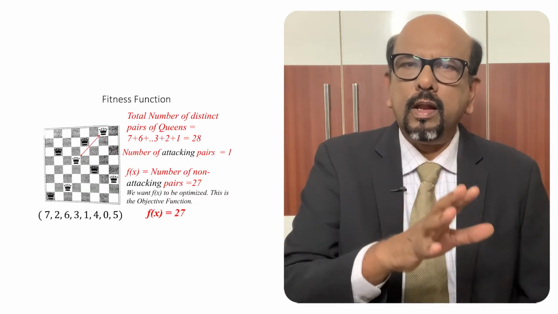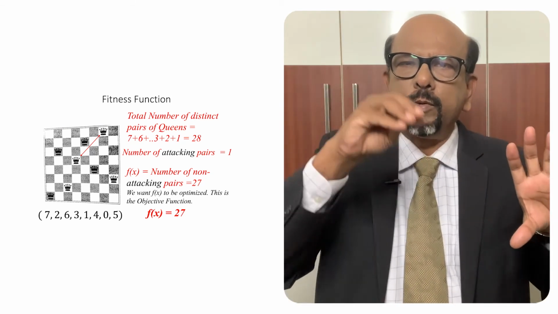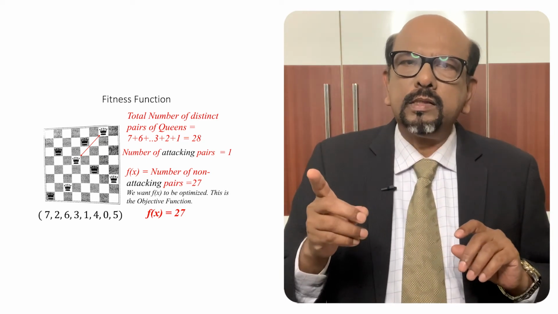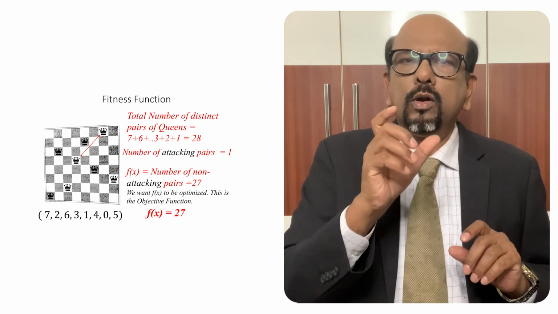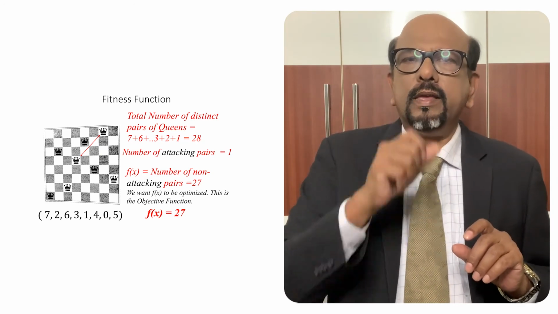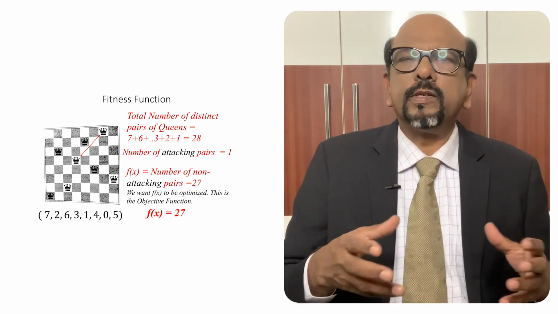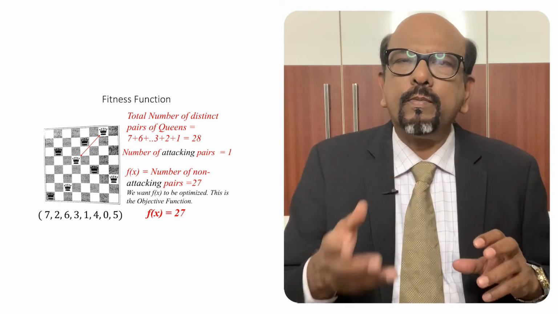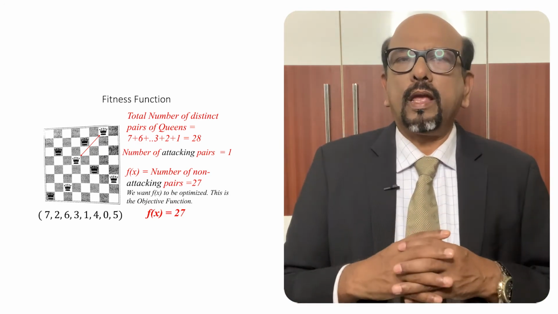For example, in the 8 queens problem, there is an 8 by 8 matrix and we are positioning 8 queens. And what is the objective? The objective is that no two queens, no pair of queens, can attack each other. So, in any state, if they are in attacking positions, we can count how many are in non-attacking positions, because we want all of them to be in non-attacking positions.